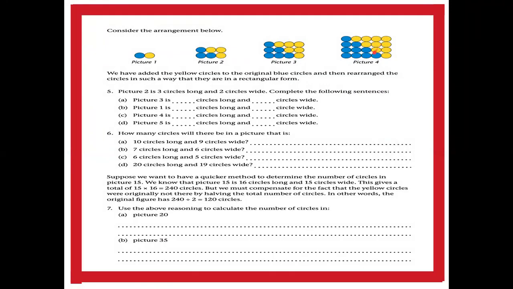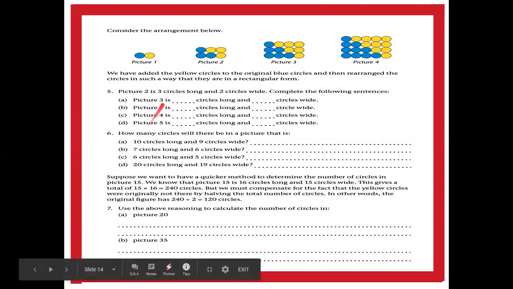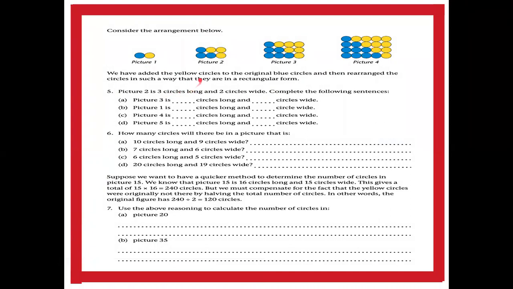Consider the arrangement below. We have added the yellow circles to the original blue circles and then rearranged the circles in such a way that they're in rectangular form. Picture 2 is 3 circles long and 2 circles wide. So this is the length and this is the width. Complete the following sentence. Picture 3 is 4 circles long and 3 circles wide.